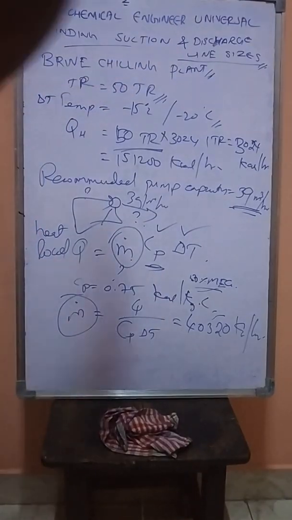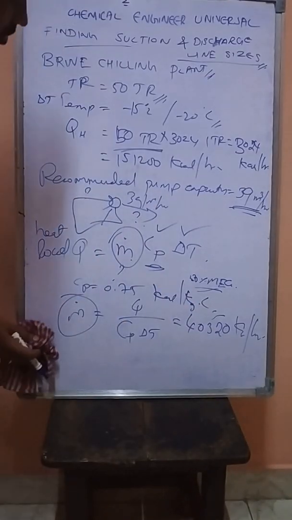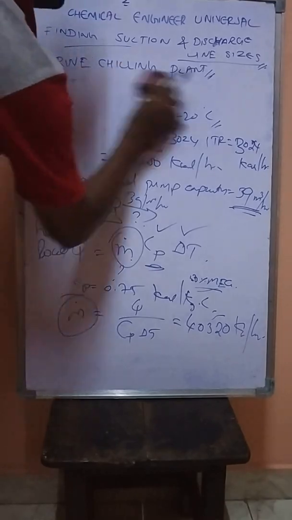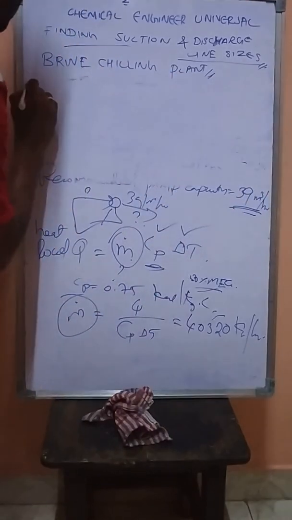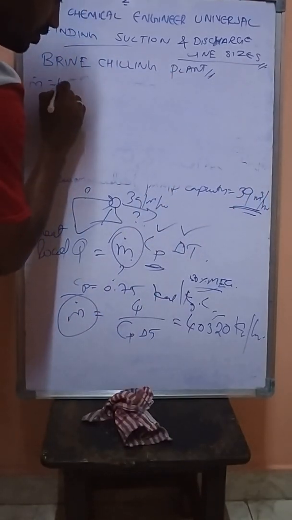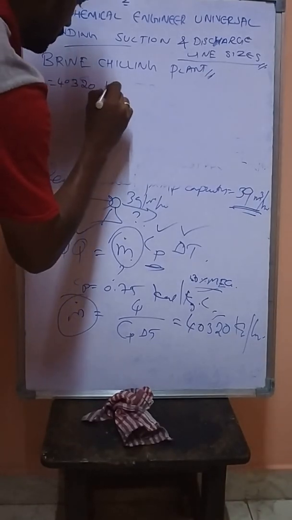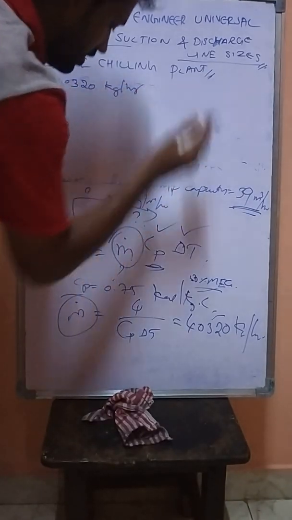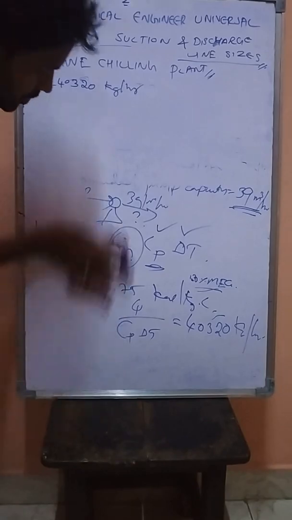Now you have to find out the volumetric flow rate. So we just write it down here: mass flow rate 40320 kg per hour. So you found out the mass flow rate.